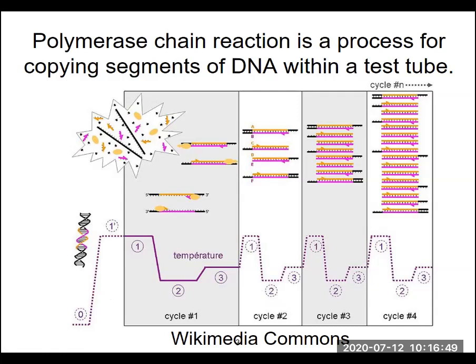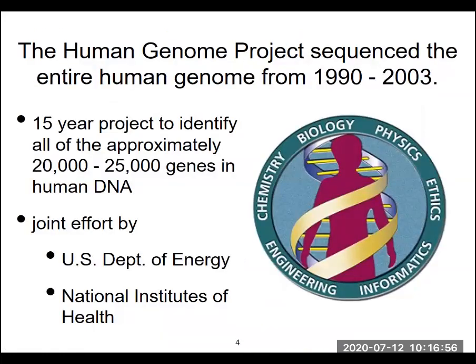Now, about 30 years ago, it was really exciting when it was occurring. It's kind of history now, but we started out with the Human Genome Project. It started out as a 15-year project, started in 1990. The goal was to go through and identify and sequence approximately 20 to 25,000 genes of the human DNA. And this was a joint effort done by the U.S. Department of Energy and the National Institutes of Health. So we see the NIH, National Institutes of Health, popping up a lot in here.